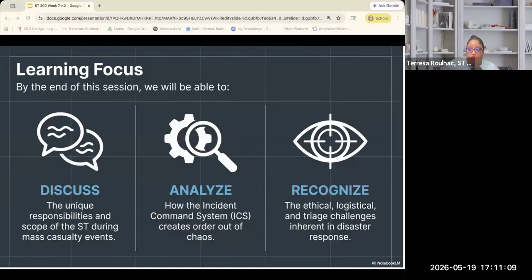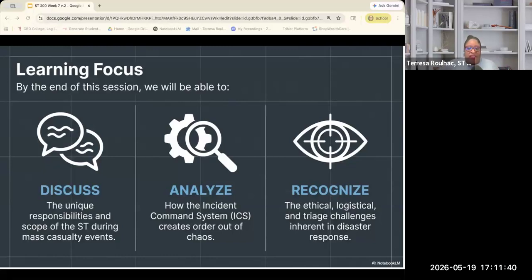Okay. Exactly. Communication, plan, speaking, listening. But we're going to be sharing our ideas. Most definitely. The first focus says that for a reason. The unique responsibilities and scope of the ST during a mass casualty event is a little bit unique. Okay.